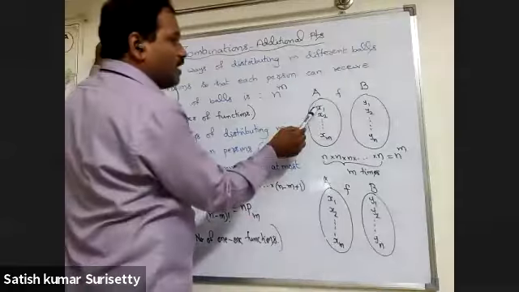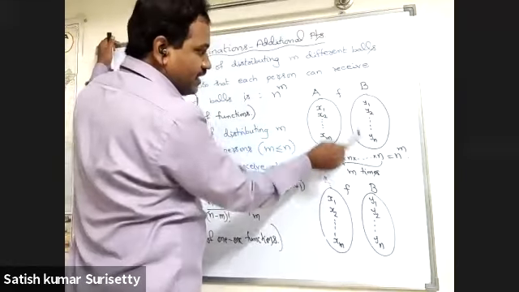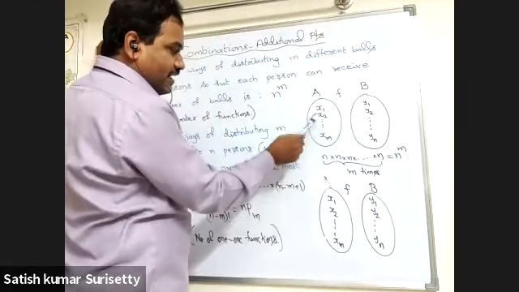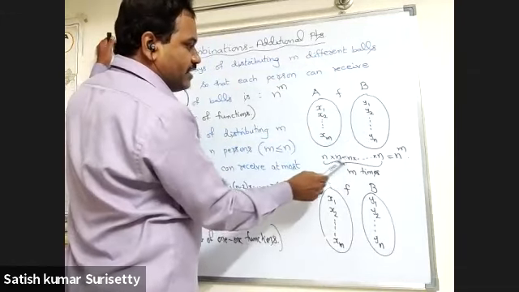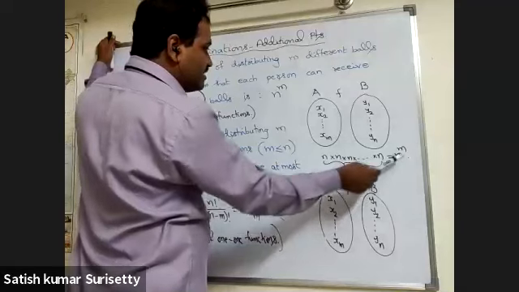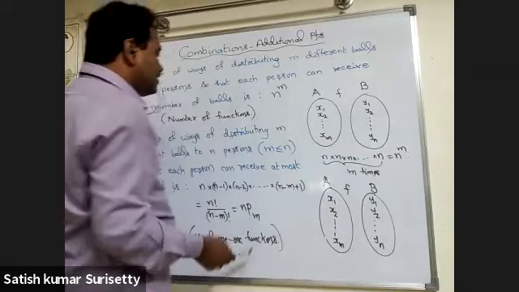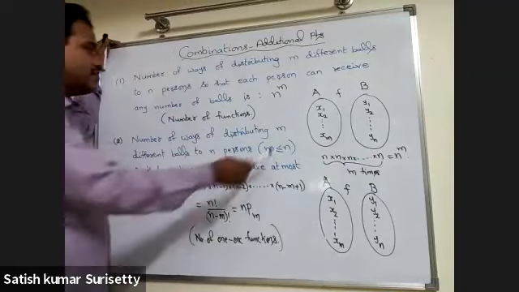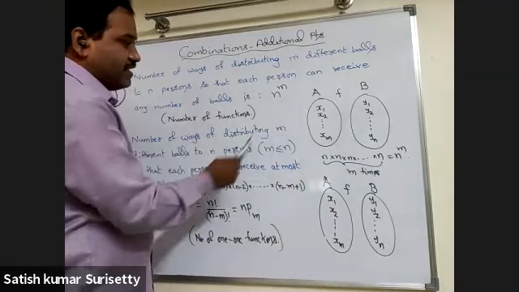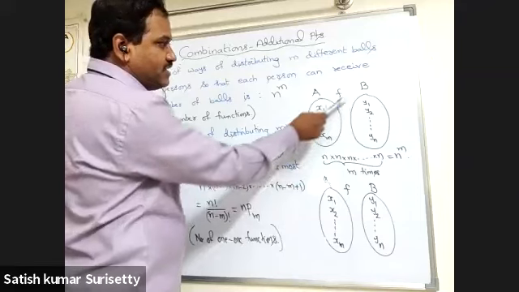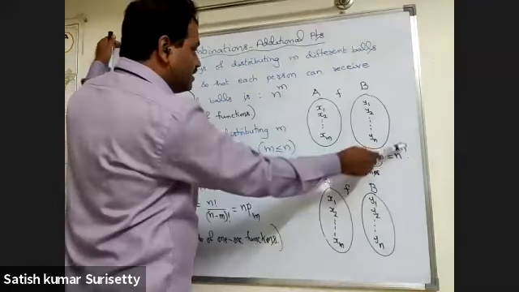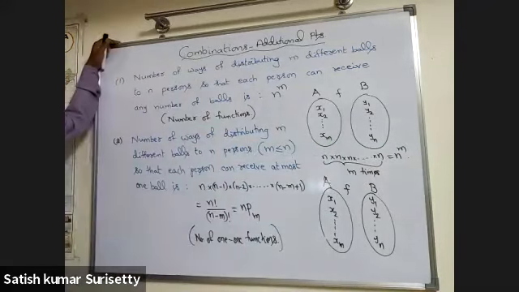That means the first ball can be given to any of the n persons, so n ways. The second ball also can be given to any of the n persons. That means n into n into n and so on m times, which is the same as n to the power of m. So in terms of functions, this corresponds to the number of functions. That is, the number of functions from set A containing m elements to a set B containing n elements is n to the power of m.